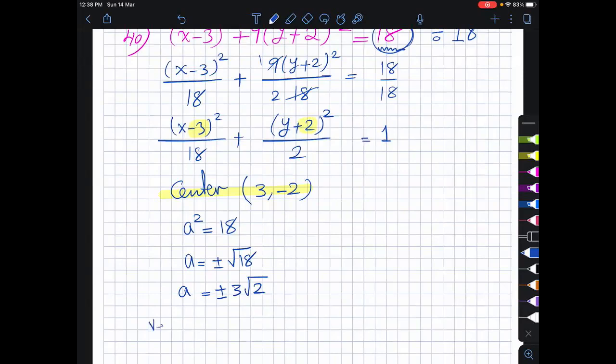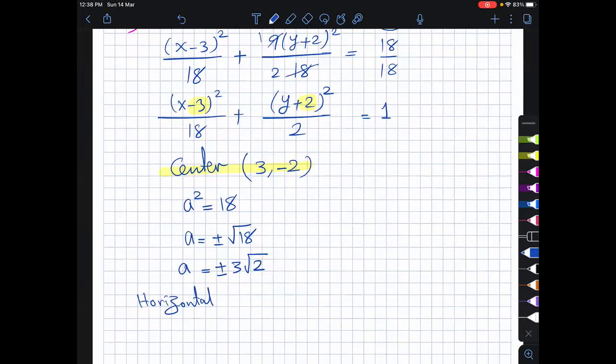Okay. So the vertices. The ellipse here is going to be what, Yusuf, vertically or horizontally? Horizontal, right? Because the A is bigger. Horizontal, nice. Because the A is not only bigger, the A is below the X. The greater number, the 18, is below the X, not below the Y. The greatest number is below the X, and that's it. So horizontal. What are the vertices?